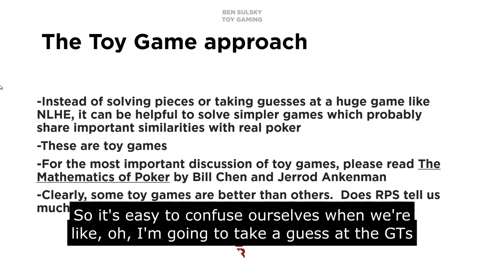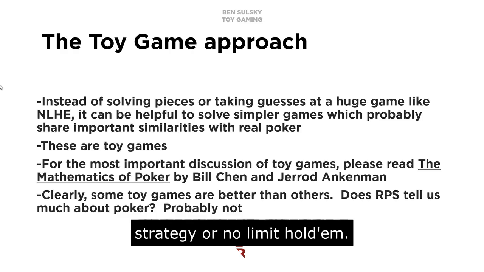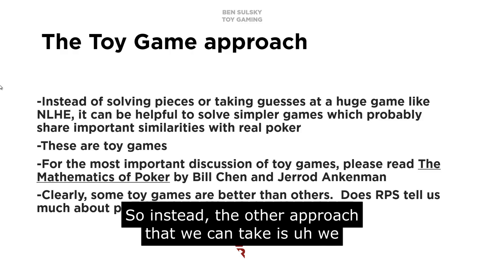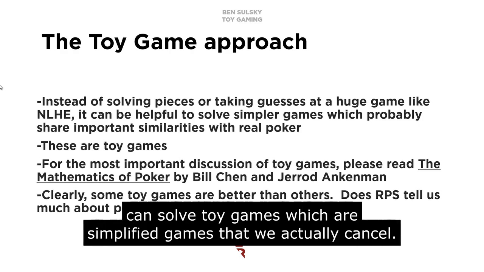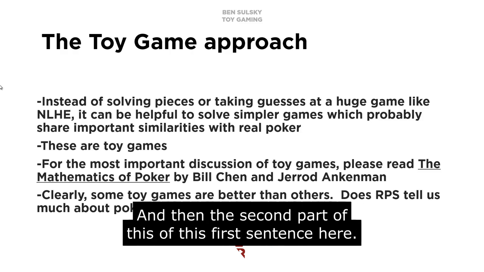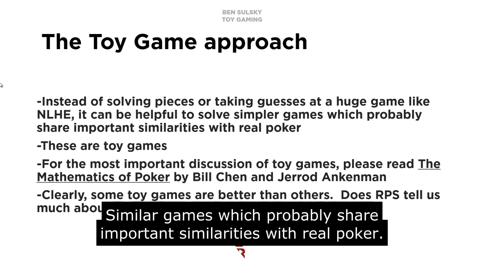So it's easy to confuse ourselves when we say, oh, I'm going to take a guess at the GTO strategy for no limit hold'em. So instead, the other approach that we can take is we can solve toy games, which are simplified games that we actually can solve. And then the second part of this first sentence here: simpler games which probably share important similarities with real poker.